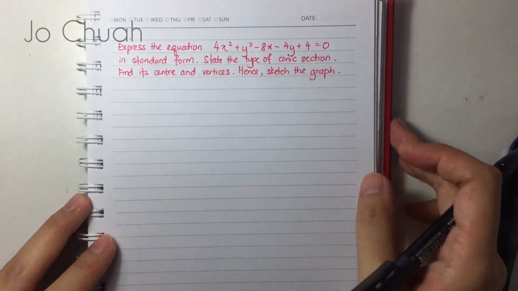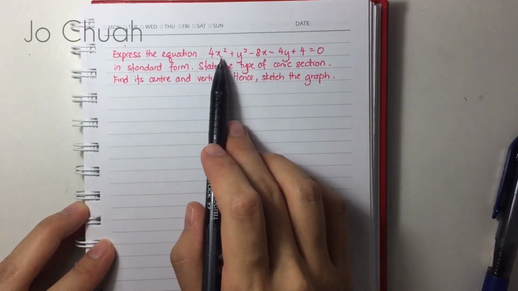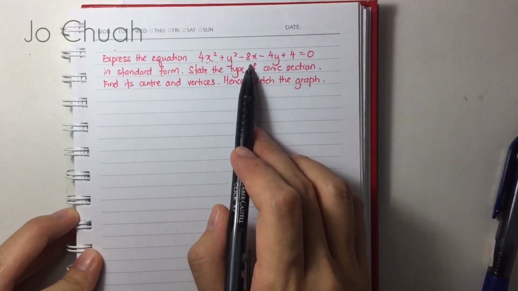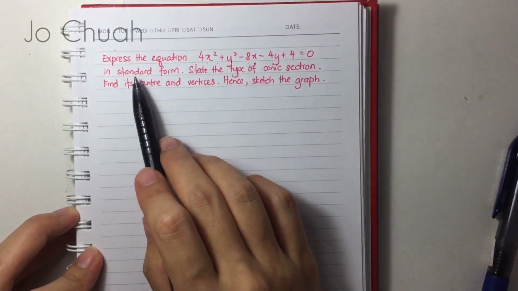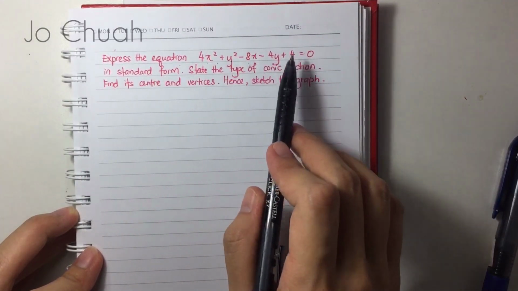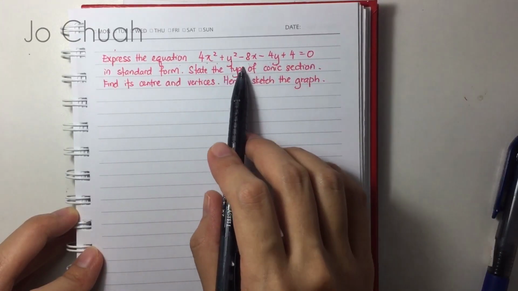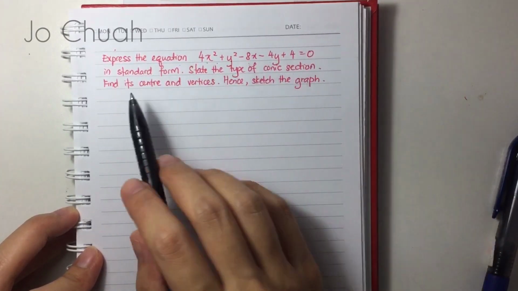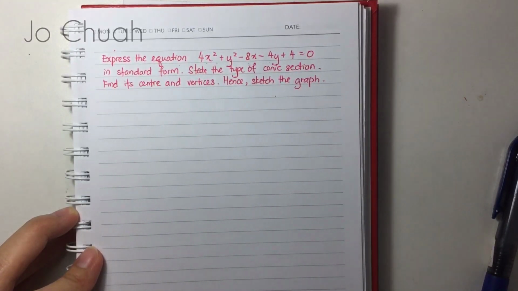Let's say we have an example like this. Express the equation 4x squared plus y squared minus 8x minus 4y plus c equals 0 in standard form. So this is a general form. We want to change it into the standard form, and then you have to state what type of conic section this is, find the center and the vertices, and then sketch it, right?